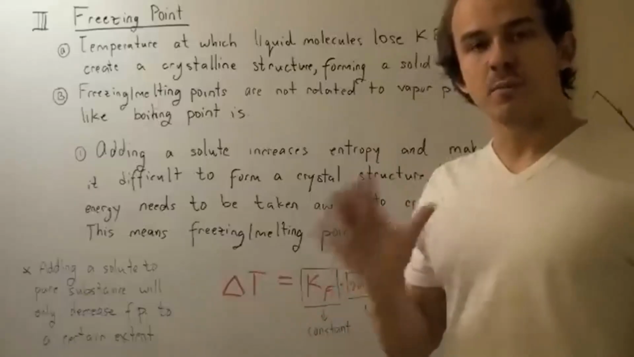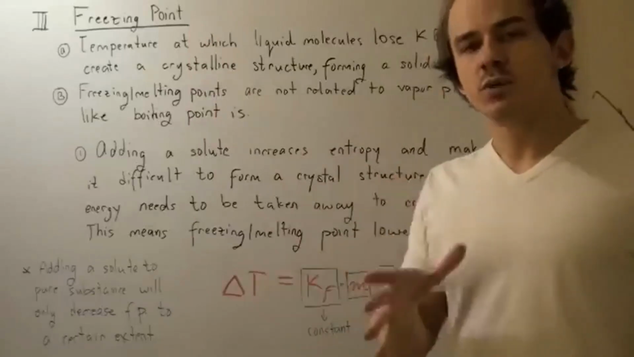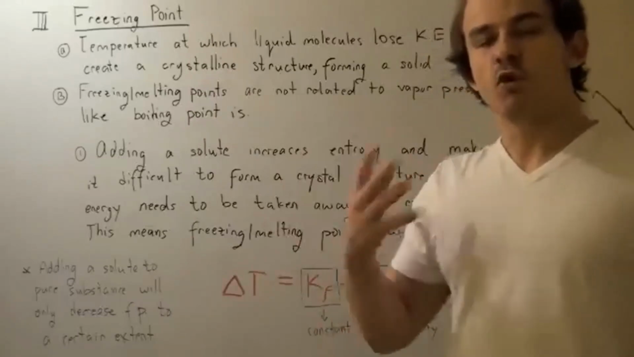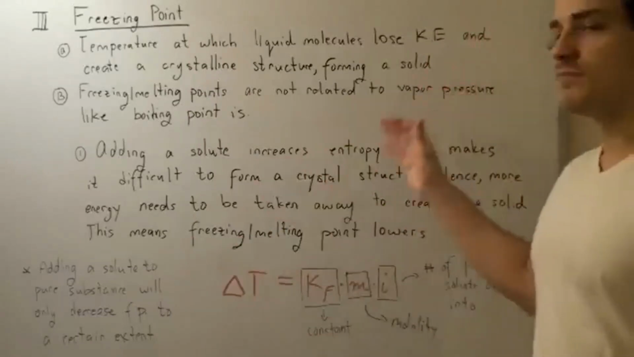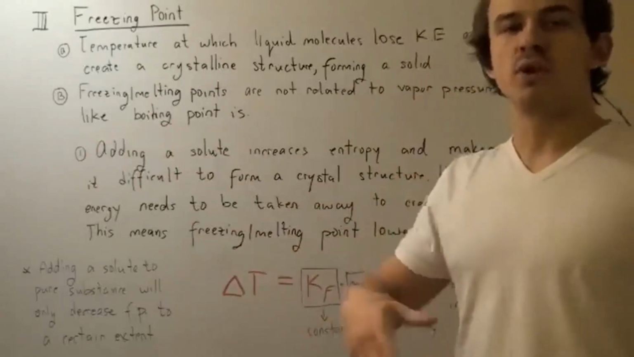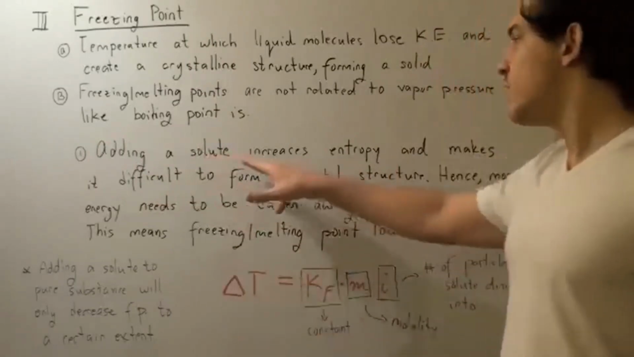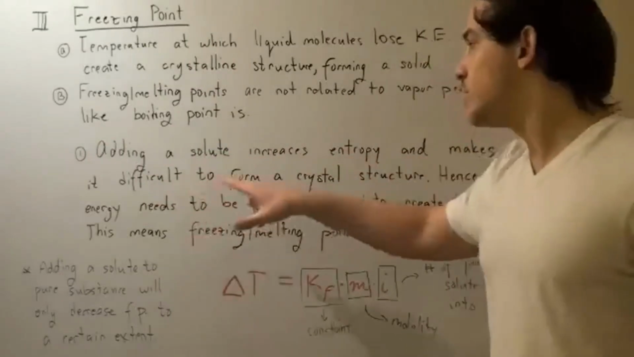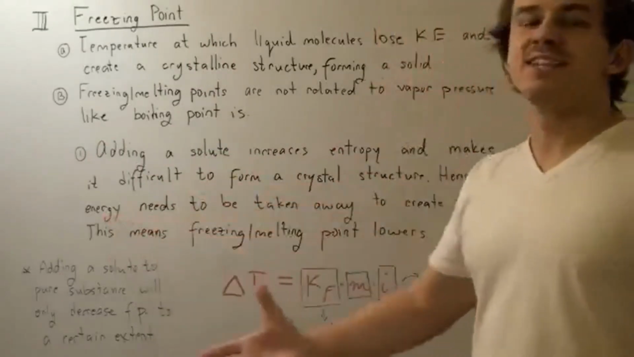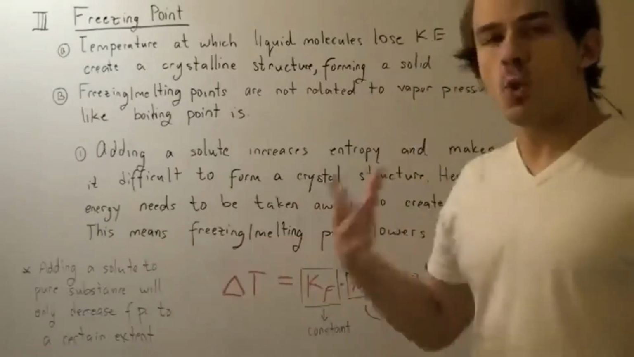The third colligative property is called the freezing point, or the melting point. This is the temperature at which the liquid molecules lose the kinetic energy and cannot sustain the liquid state, and they form a crystalline structure called a solid. Now the freezing or melting point is not related to vapor pressure the same way that boiling points are. By adding a solute or an impurity to a pure substance, we increase entropy and make it difficult to form a crystal structure. Therefore, more energy needs to be taken away from our system. And this means that our freezing and melting point lowers.